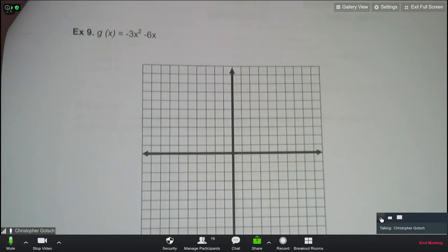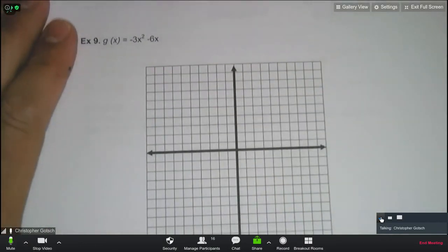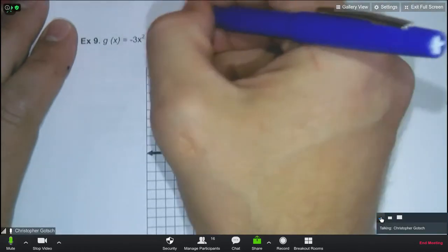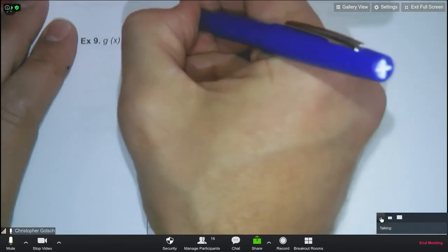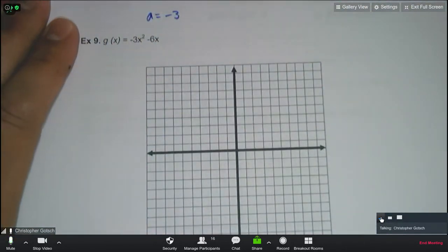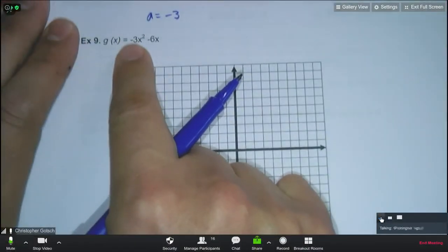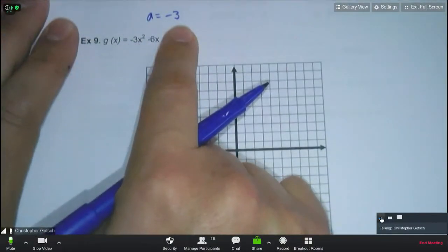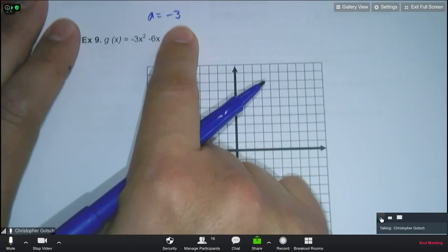So number 9, I've got g of x equals negative 3x squared minus 6. The first thing I always like to refresh your memories on is the a value. Remember that a value is the number in front, okay? And that a value tells me a lot about this quadratic.